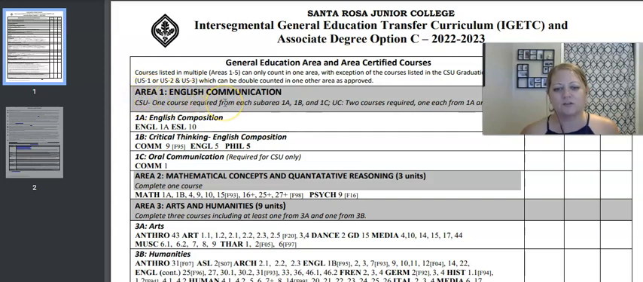So area 1 is your English composition. So you need, again, English 1A or ESL 10. You need Comms 9, English 5, and Philosophy 5. This is your second English, okay? So you'll often hear you need 2 Englishes to transfer to a UC. Well, they'll take Philosophy 5 or Comms 9. They have the same amount of writing requirement as the English 5 class, just taught in a different discipline. And then if you're going to a CSU, you'd have to have Comms 1.